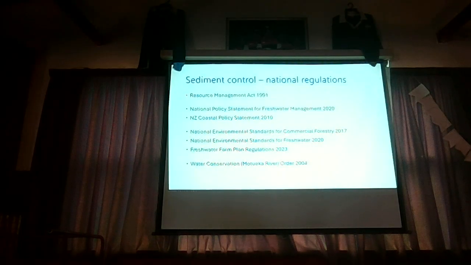So I've talked about current regulations, but really we're in quite an interesting period of flux in terms of what the central government's doing in this space.